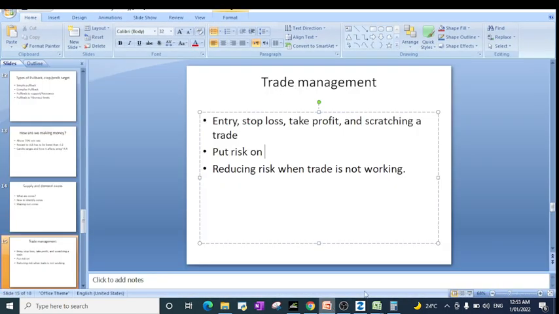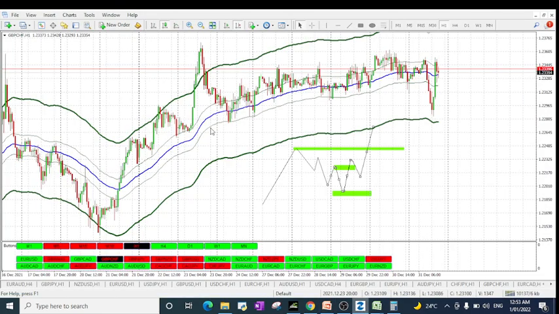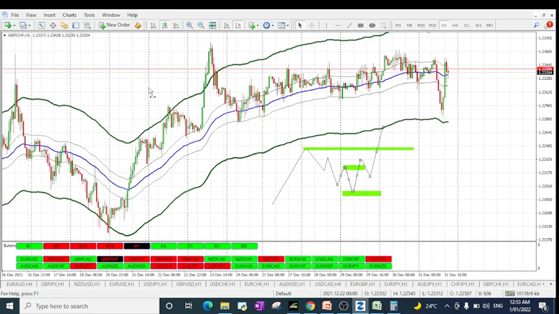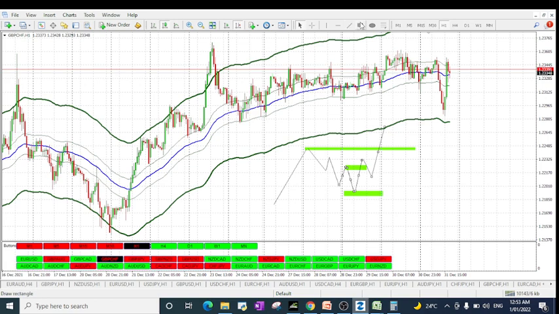So, reducing risk, most of the time when we put a trade on, I've shown it before. If we start breaking down here, coming back here, if we are long here, we break past here and start coming back, we are taking risk off straight away. Yeah, so that's how it goes.